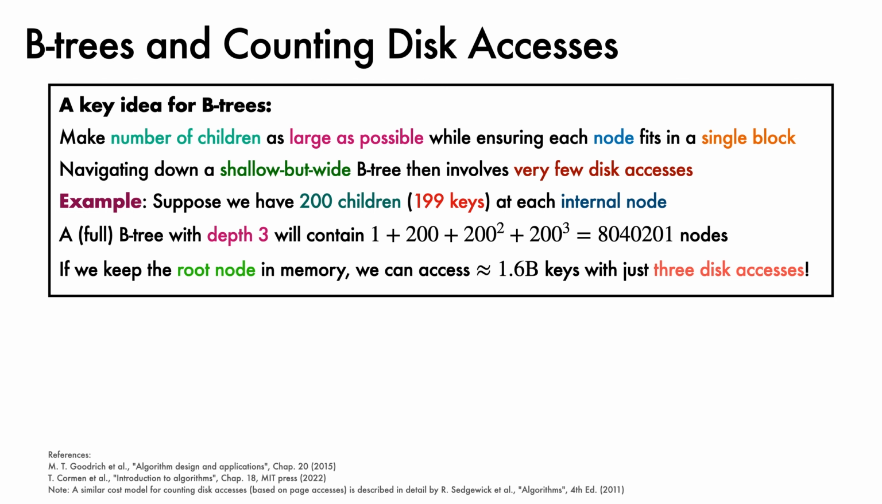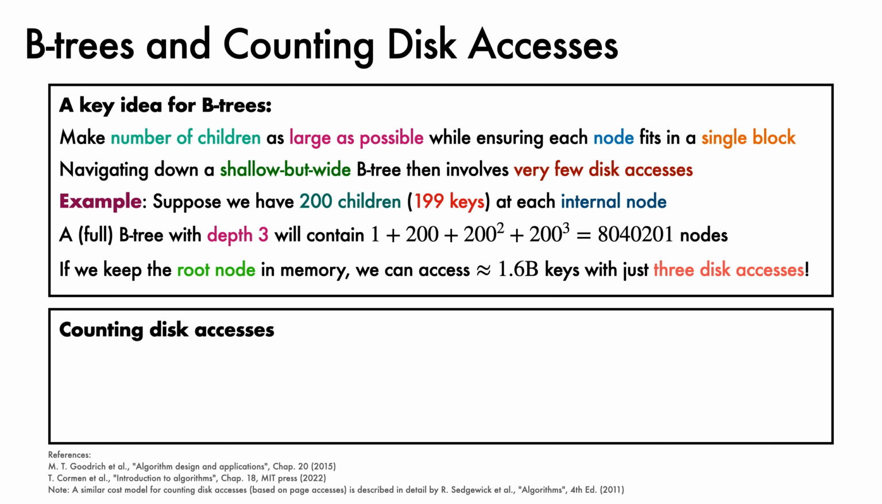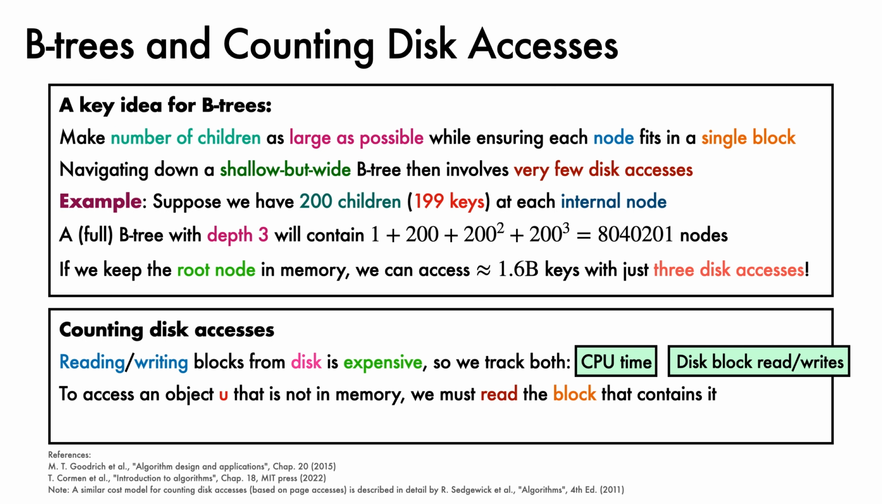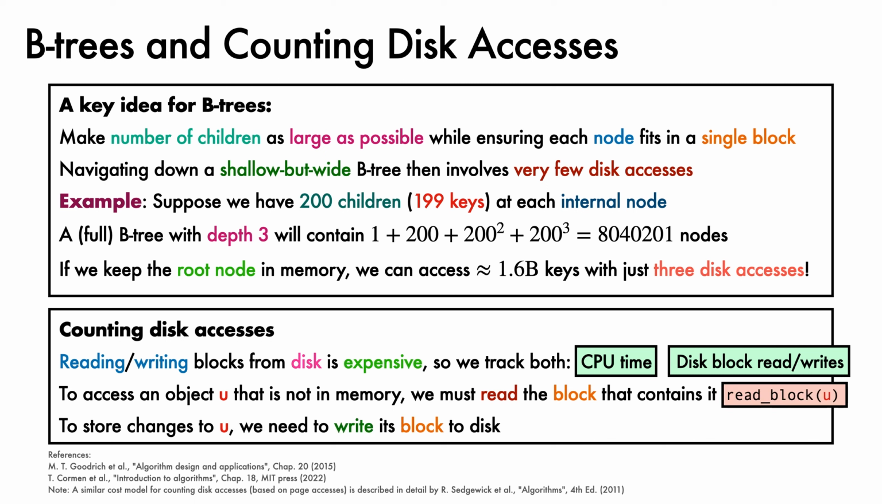Remarkable. When performing our accounting for the speed of B-tree operation, we've seen that reading and writing blocks from disk is expensive, so it's useful to keep track of both CPU operations and the number of times we read or write a block from disk. Each time we want to access an object U that is not in memory, we need to read the block that contains it, which we'll do with a readBlock function. When we want to store changes that we've made to U, we'll need to write its block back to disk, which we'll do with a WriteBlock function.